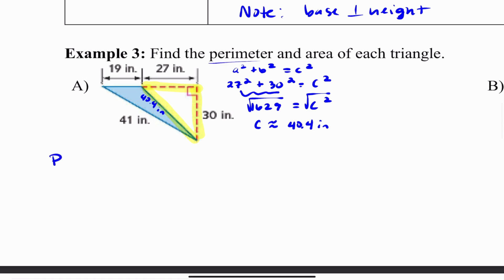I'm adding up all the sides. So P is equal to 19 plus 40.4 plus 41. Y'all, that's gonna be approximately 100.4 inches.